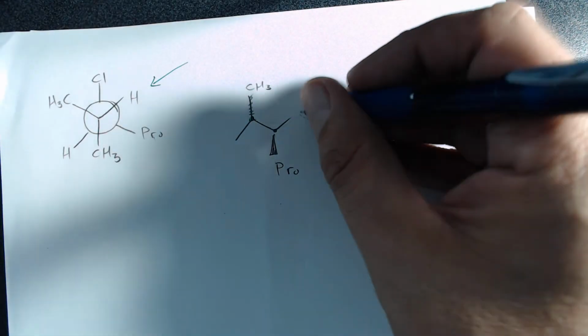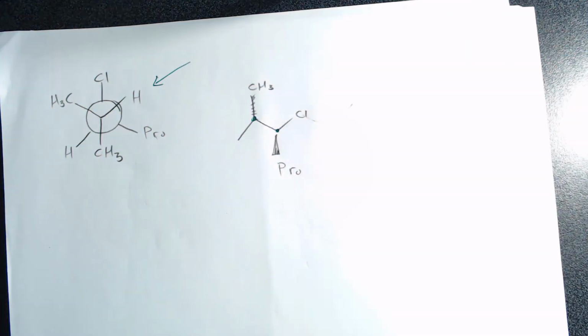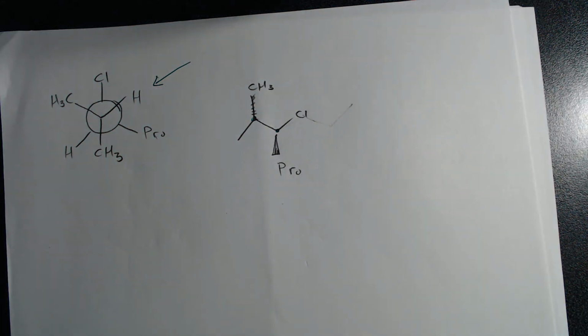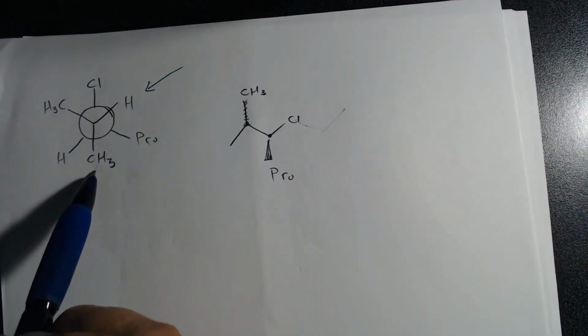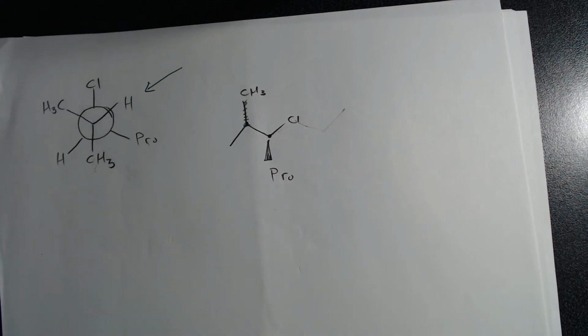In this case, we can say the chlorine is in the plane from the perspective that we're looking at it from. So basically what I did was I put the chlorine to the methyl here in the plane of the paper. I think now we can go ahead and give a designation to the chiral center.